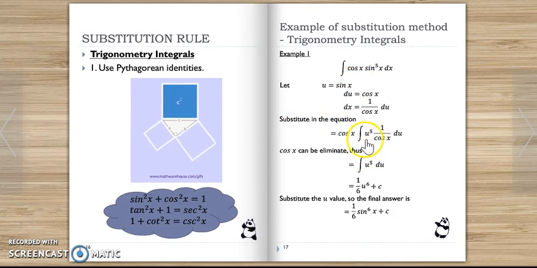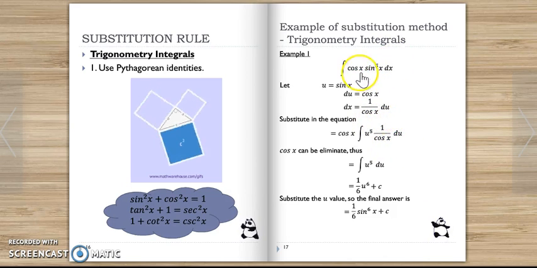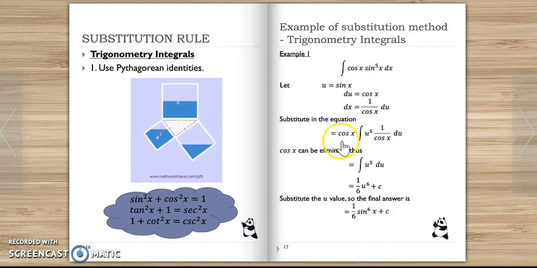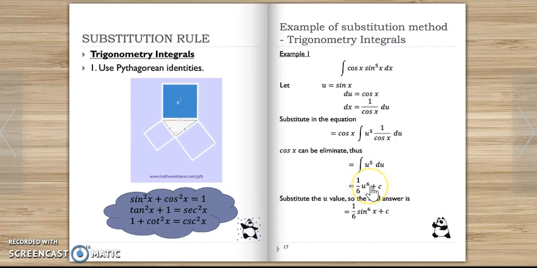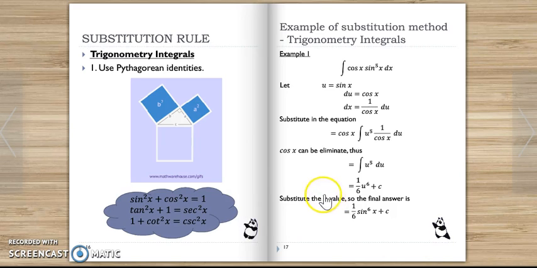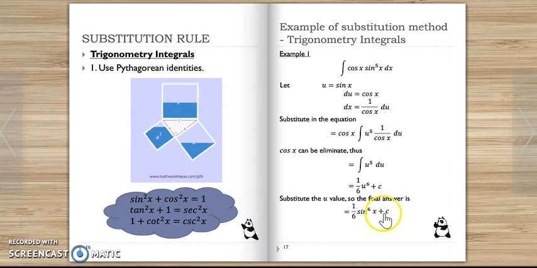Then substitute into the equation. We say u equals sin x, so we have u to the power of 5 here. Then substitute dx here and maintain the cos x. You can see that you can eliminate cos x, so it becomes u to the power of 5 du. Then you integrate based on our table of integration: 1 over 6 u to the power of 6 plus c. Then we substitute u as sin x, so the final answer is 1 over 6 sin to the power of 6 x plus c. So simple.